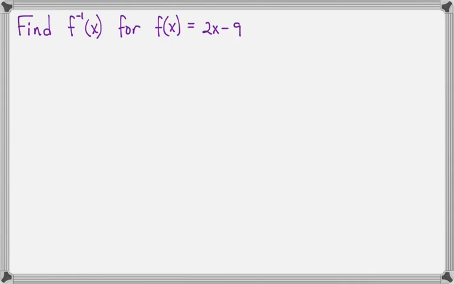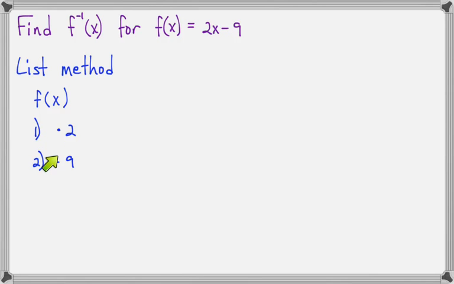So now let's find f inverse for f of x equals 2x minus 9. And we'll use the list method. So what we need to do is make a list of each of the steps that's happening to our x. In other words, I want you to imagine if you had to plug in a number for x, what would you do to that x to calculate this value? Well, the first thing you would do is multiply it by 2. So let's write that down. And then you would subtract 9. So let's write that down. So these are the things that are happening in my function.